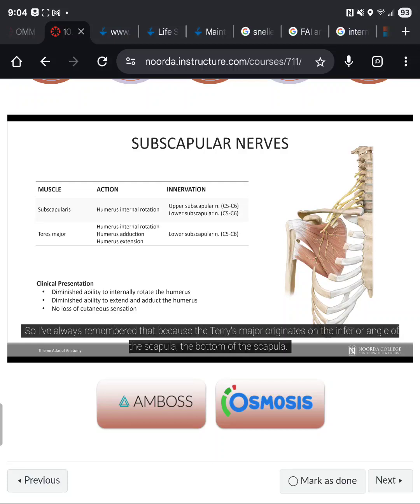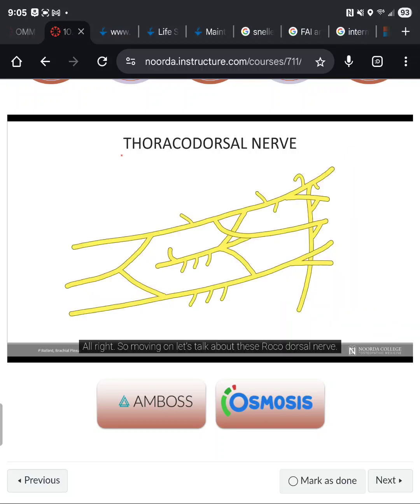So I've always remembered that because the teres major originates on the inferior angle of the scapula, the bottom of the scapula. So it makes sense if it's on the lower portion of the scapula that it's innervated by the lower subscapular nerve. All right, so moving on, let's talk about the thoracodorsal nerve.